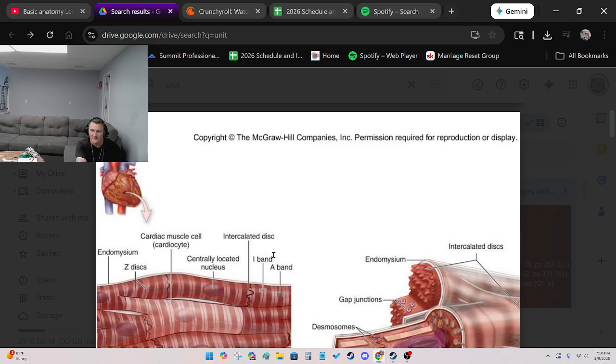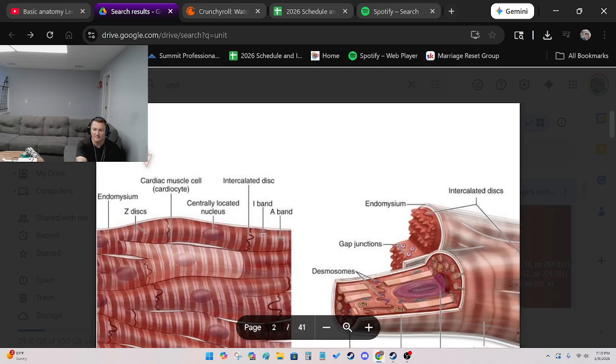Now, we're looking at a microscopic view of cardiac muscle. Why? Because it's cool. We got Z discs. Very dope. Cardiac muscle is amazing, by the way. Did you know that cardiac muscle pulses across the entire muscle whenever your heart beats 1 billion times a day?